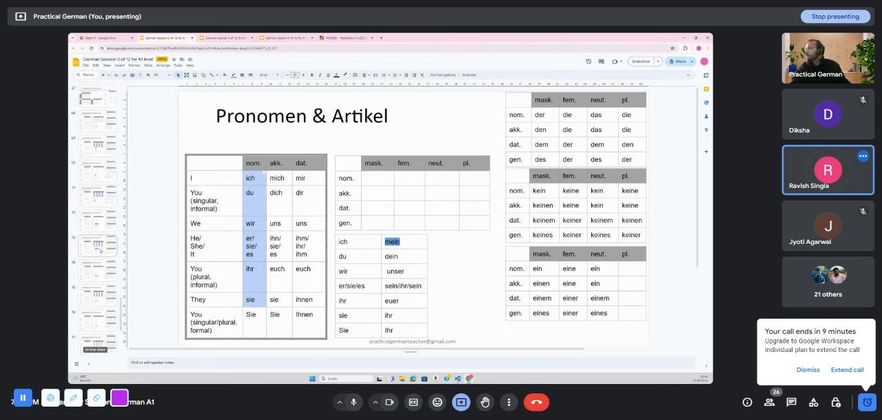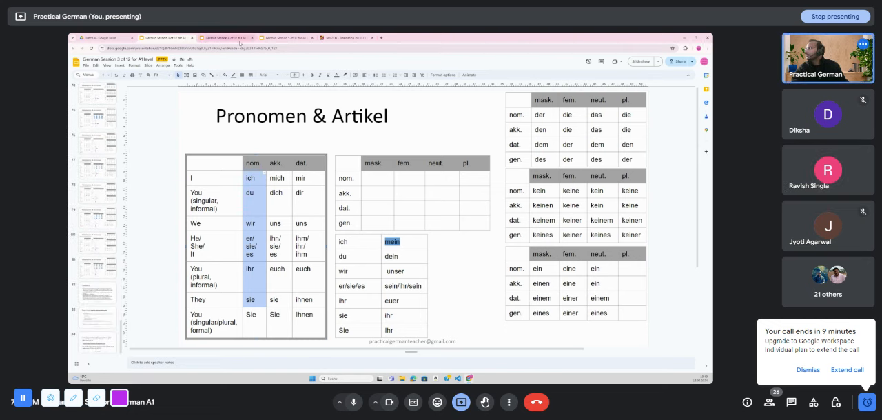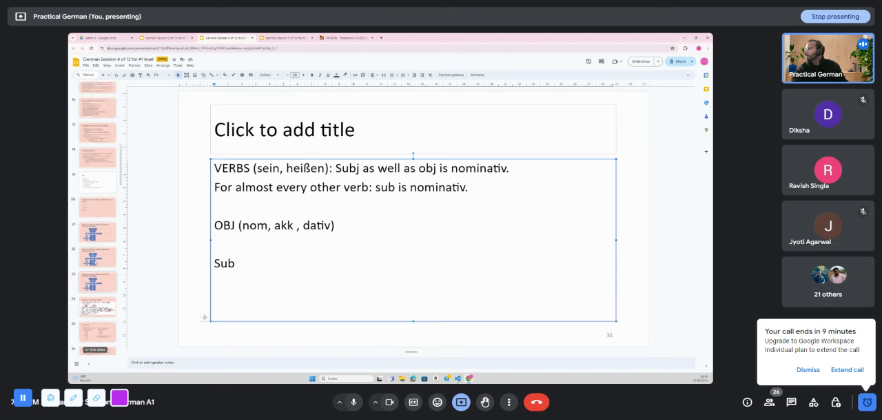Yeah. Where did it go? Where did my slide go? Yeah.